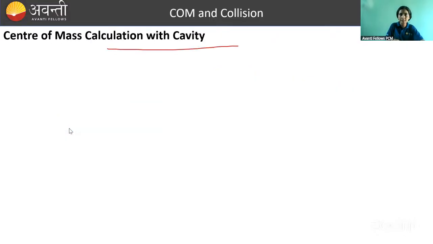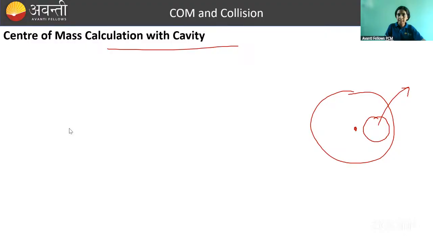Now center of mass calculation with cavity. What is it basically? So if there is, let's say, a solid sphere, and what you are doing, you are just taking a certain mass of it out. Done. So you're creating a cavity. Let's say mass of the whole solid sphere was capital M, and mass of this cavity which was taken out is small m. Then how will you calculate the center of mass of the remaining portion?